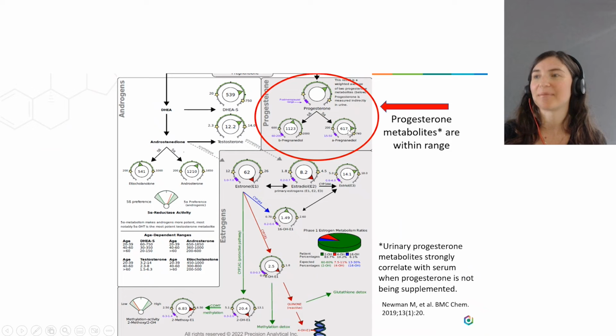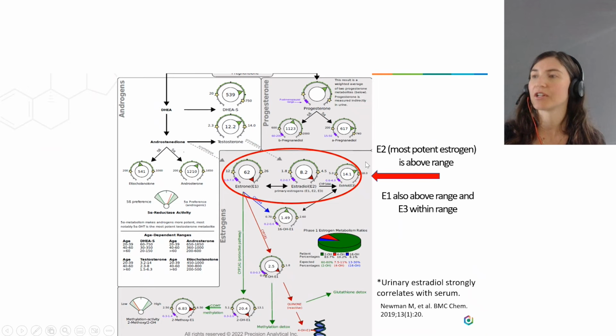So the progesterone metabolites are within range. And remember, when a woman isn't supplementing with progesterone or pregnenolone, the urinary progesterone metabolites strongly correlate with serum progesterone. So she probably has some great looking progesterone during her luteal phase. As we said before, her E1, her E2 are above the luteal range. Her estriol, though, is still within the luteal range, maybe getting a little towards the higher side. And urinary estradiol strongly correlates with serum.